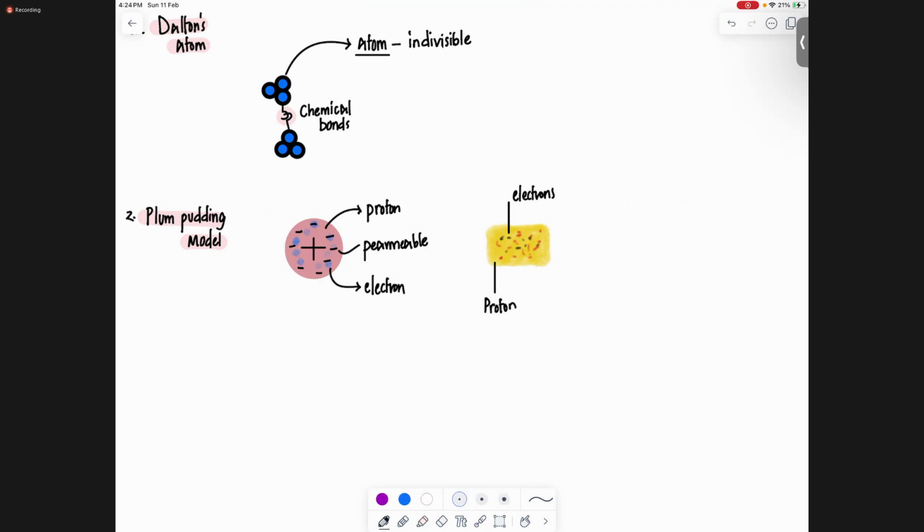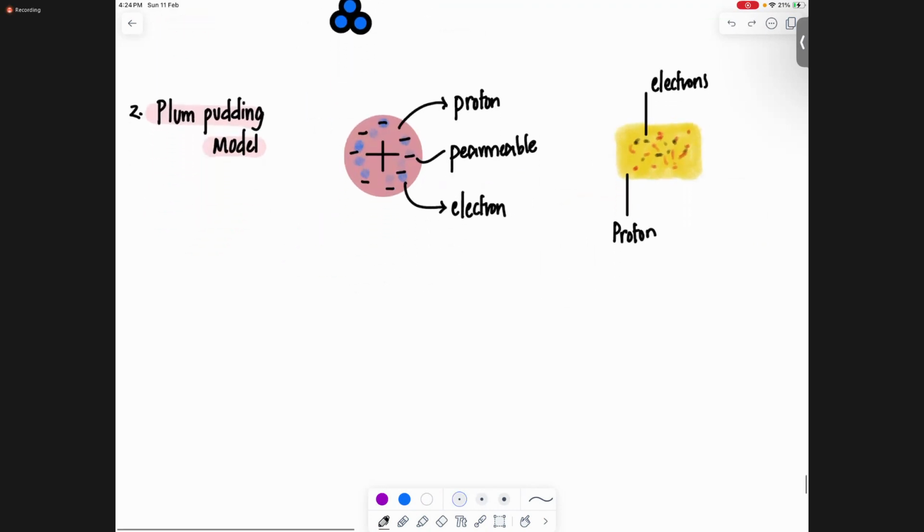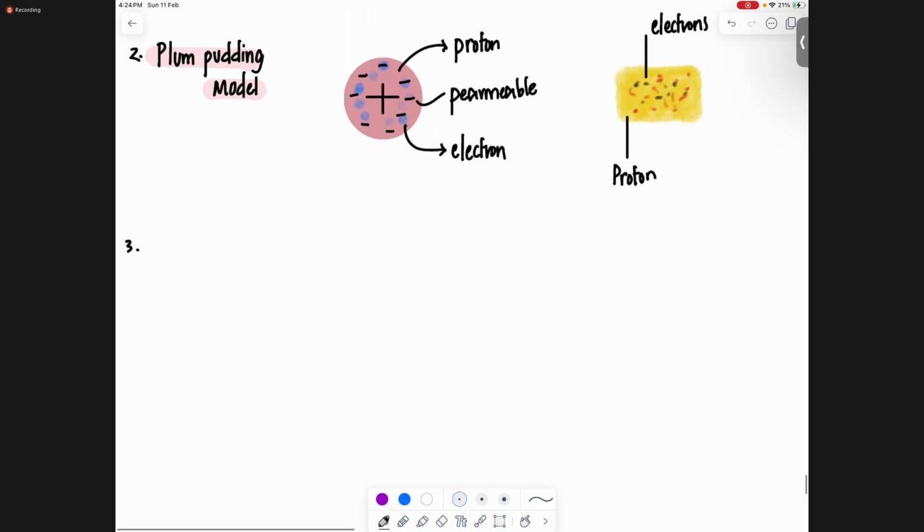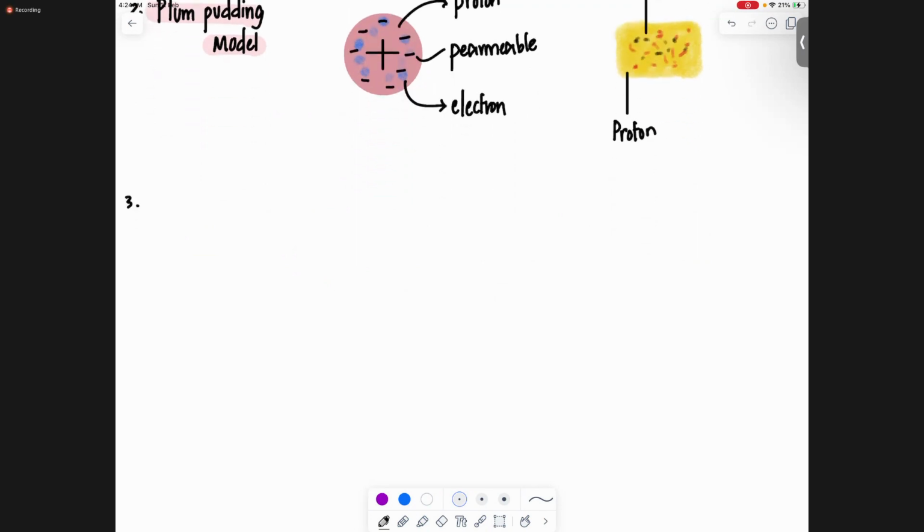Now then came the problem. Somebody decided to prove this correct, not prove this wrong, prove this right. So there were these two physicists, Geiger and Marsden. These were two physicists. They wanted to prove this model right. And they wanted to do an experiment and show, yes, the plum pudding model is accurate, right?